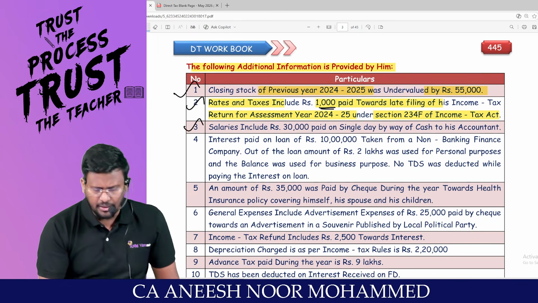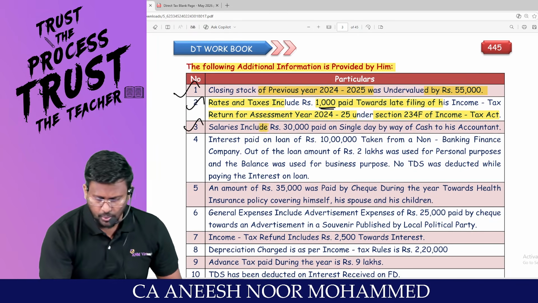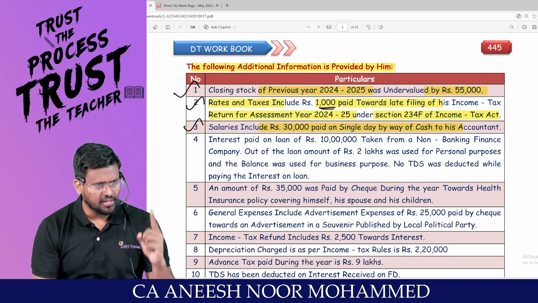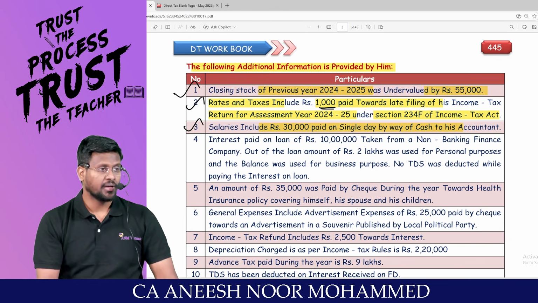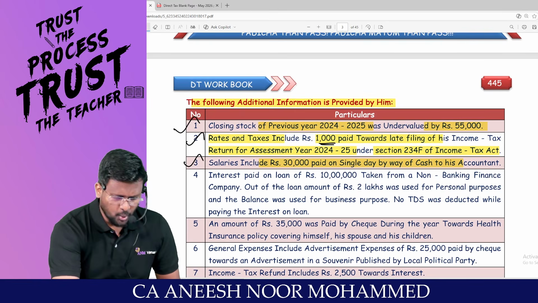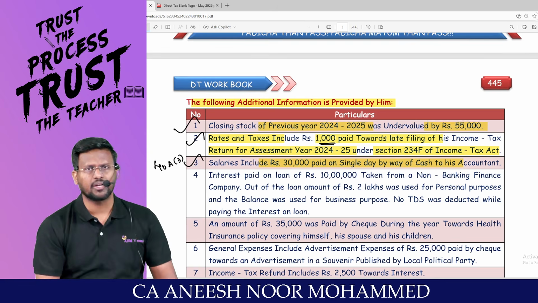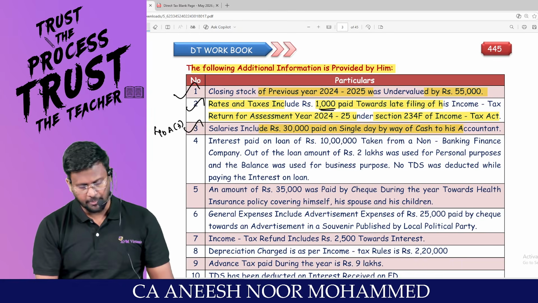Salaries include 30,000 paid on a single day by way of cash to his accountant. We all know that in a single day to a single person, you should not make the cash payment in excess of 10,000 for normal people, 35,000 for GTA. So the question is simply checking whether you know or are aware of 40A(3) or not. Cash payment exceeding 10,000 or 35,000 as the case may be.